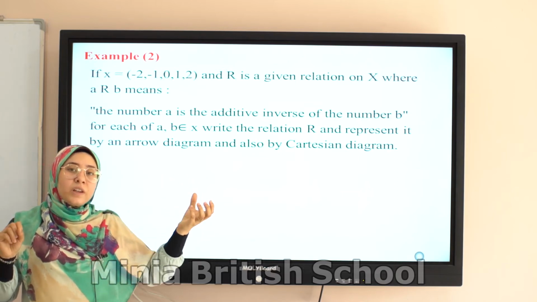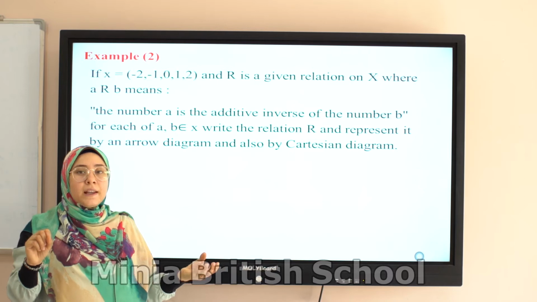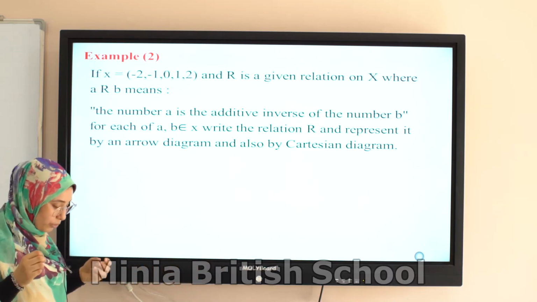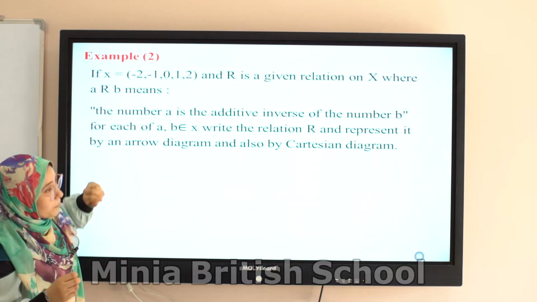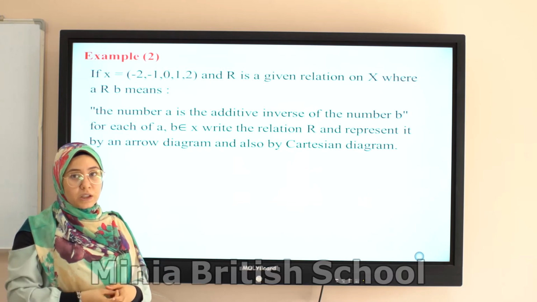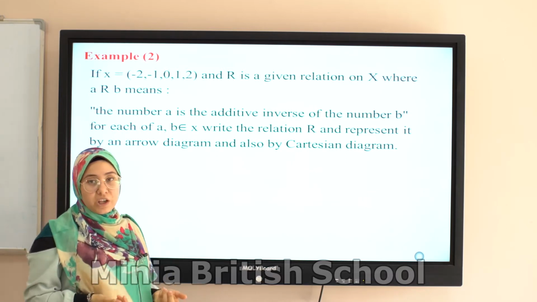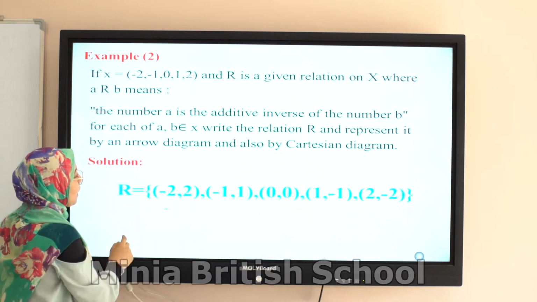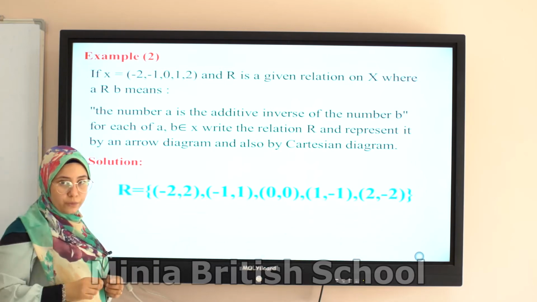And if I have number like 5, additive inverse is negative 5. So the first number here, negative 2. The additive inverse is 2. Excellent. So the first ordered pair here is negative 2 and 2. Okay?